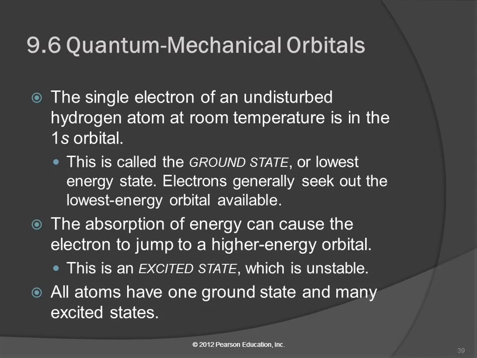So a hydrogen atom has one electron. That one electron is going to be in the lowest energy level, and that's called the ground state, or the lowest energy state. Because electrons are going to seek out the lowest energy orbital available. Nature tends to go towards things that are lower energy.